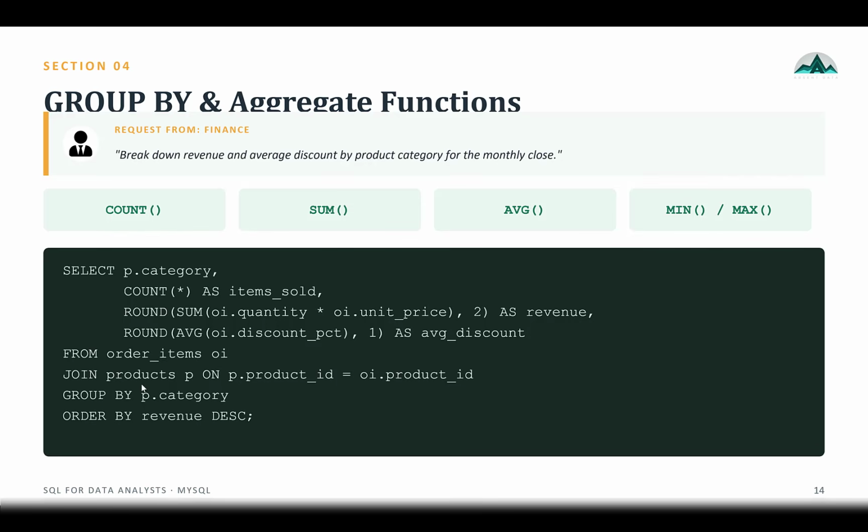Then how did we get there? We joined the products table equals the product ID. That's how we got the category here. Then we grouped by the category, and then we ordered the revenue descending. So that is grouping everything. So let's see what's next.